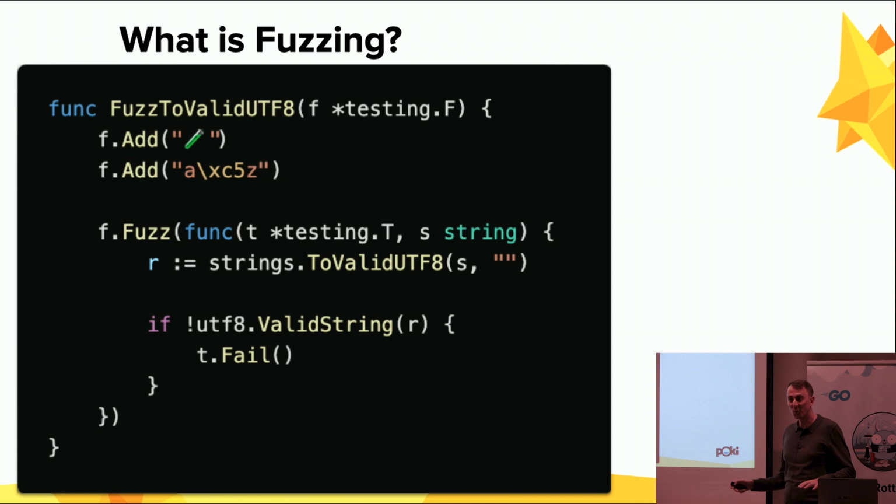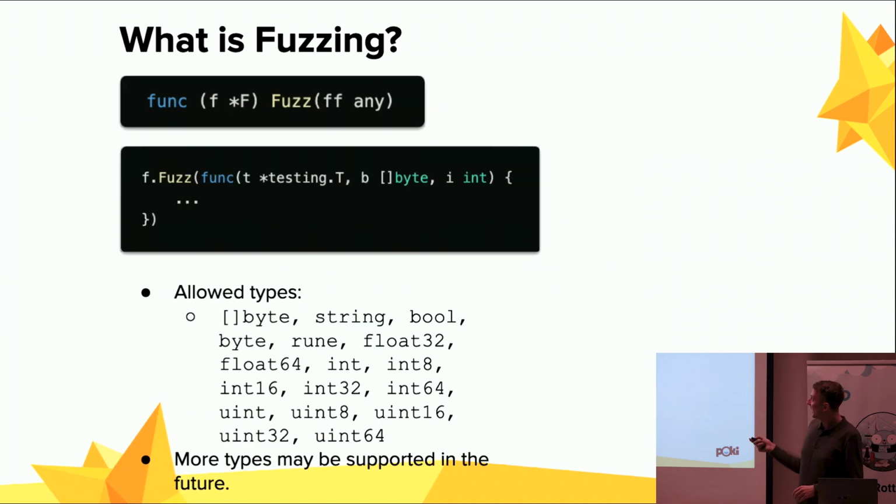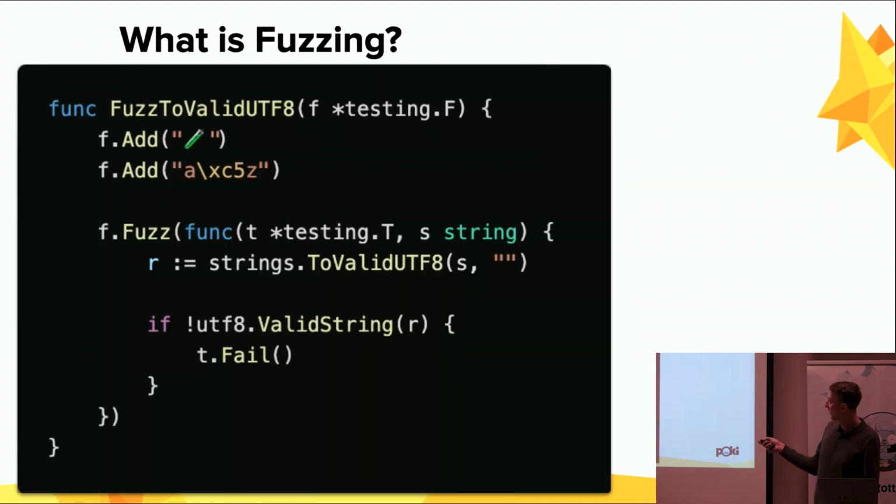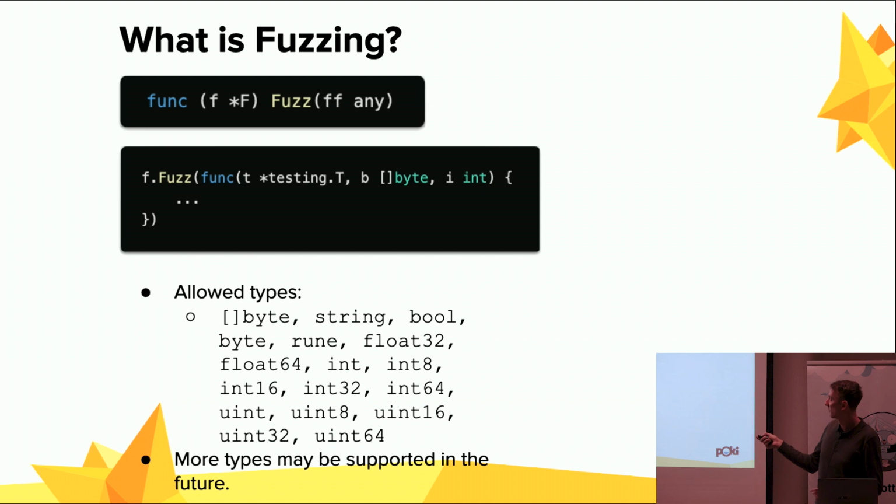So it's the same as a normal test, only this time your inputs are random and you use fuzz. Again, the second argument to the fuzz function is dynamic. What f.Fuzz actually accepts is any as argument. It doesn't want a function with some specific type as argument, just any. So if the input to what you want to test is a string, you do a string here. If it's something else, you do something else. So for example, you have one with a byte slice and an integer as argument. All the allowed types are basically all the Go primitive types, string, byte slices, booleans, well, everything. In the future, maybe more types, but that's it for now.